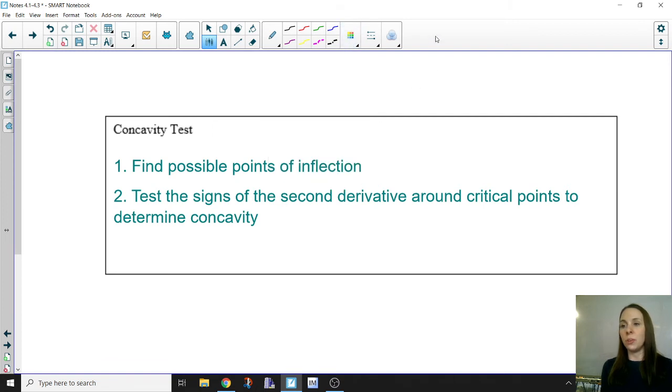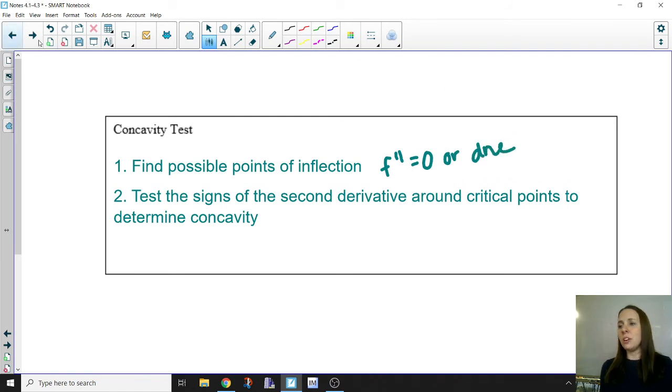I'll grab my other calming color because I'm very calm when I do the concavity test. Okay, here we go. How do you do the concavity test? You find possible points of inflection. And by the way, that's where your second derivative is equal to 0 or does not exist.